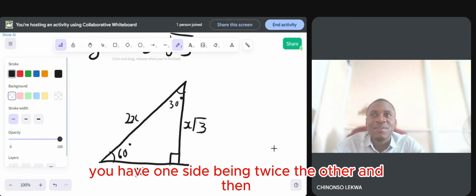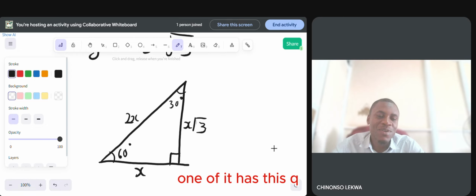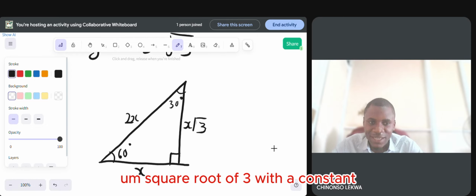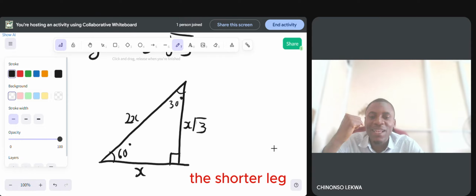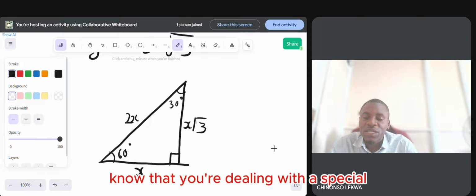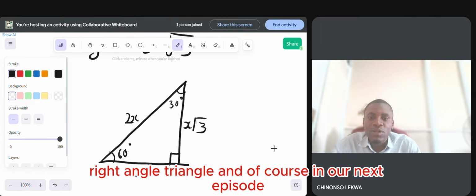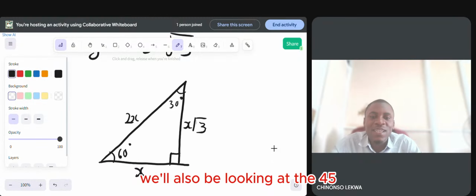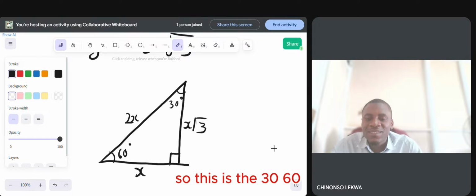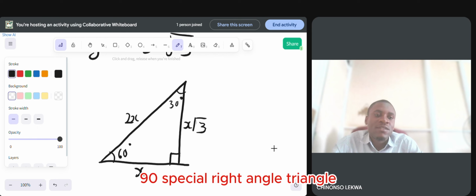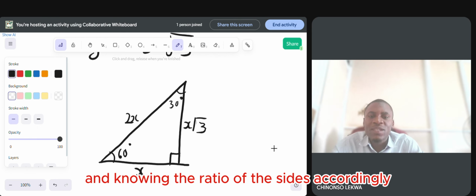So whenever you see a right angle triangle such that you have one side being twice the other, and one of the sides has the square root of 3 with a constant, which is the coefficient of the side, the shorter leg, know that you're dealing with a special right angle triangle. And in our next episode, we'll also be looking at the 45, 45, 90 special right angle triangle. So this is the 30, 60, 90 special right angle triangle, and knowing the ratio of the sides accordingly.